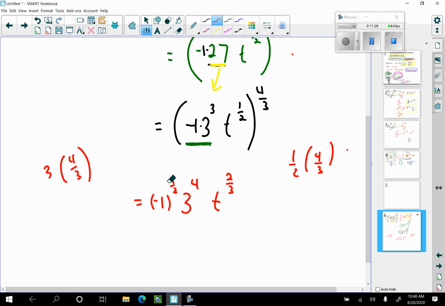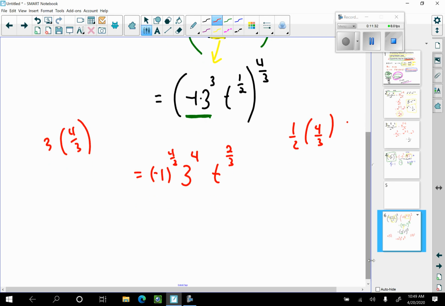Now we have to realize what this is. We know what 3 to the 4th is. 3 to the 4th is 81. So now I have 81 t to the 2/3. Now I just need to figure out what in the world this is equal to right here. What is negative 1 to the 4/3 power?